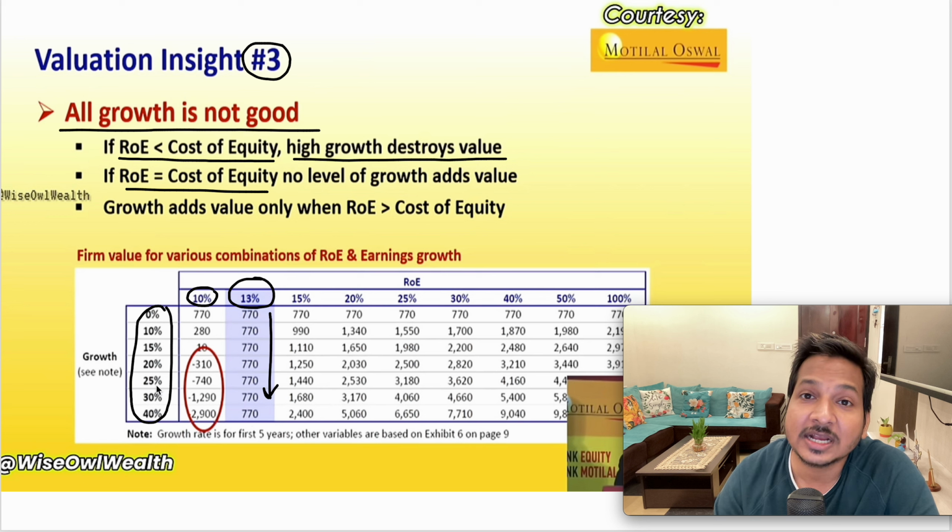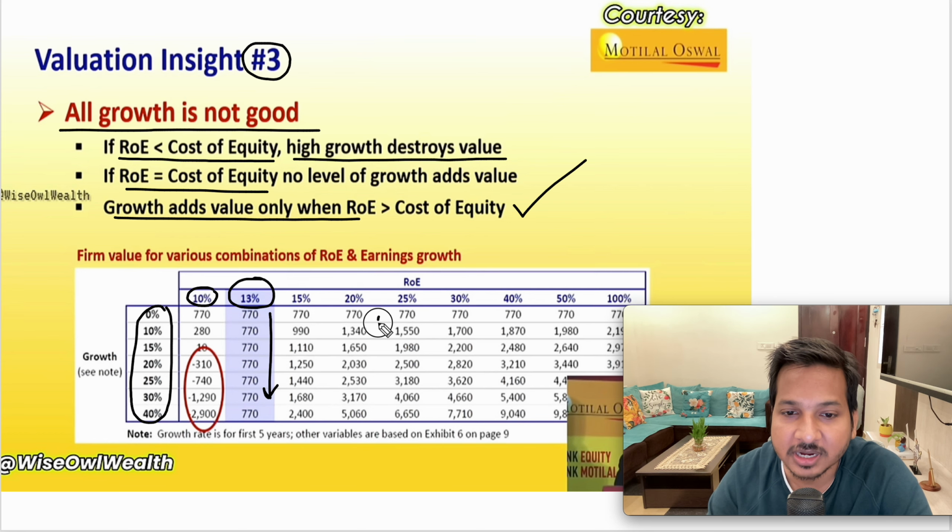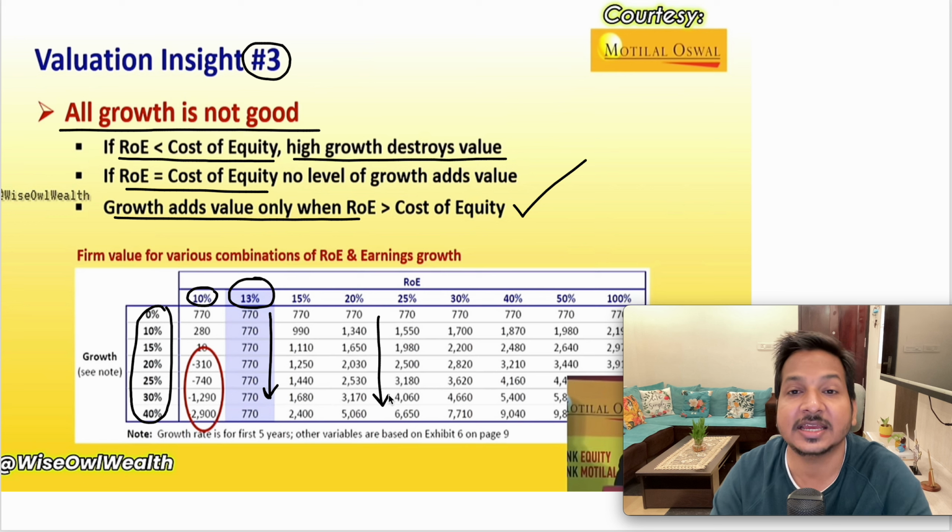So the company should focus on increasing ROE, not on the growth. You should also not be very excited by seeing higher growth numbers. You should see whether ROE is increasing or not. Growth adds value only if ROE is more than cost of equity. This slide is very important. If ROE is increasing, 15, 20, 25%, then only with growth is our value addition increasing. This is what this slide is telling.